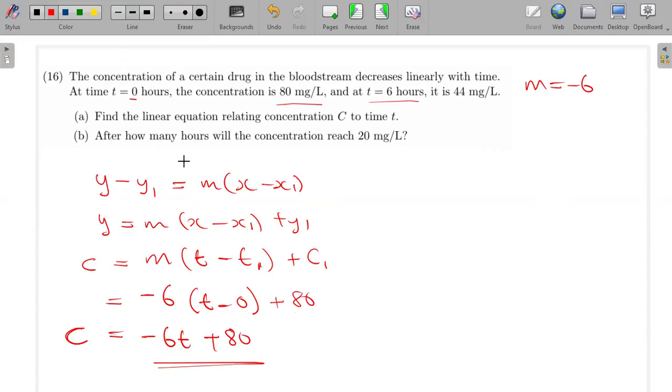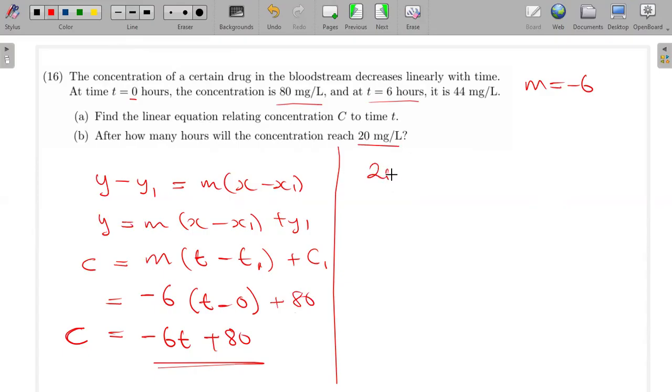Okay, now they're telling us we must find after how many hours the concentration will reach 20. So they've given us a concentration of 20. Then I have to just find my time t.